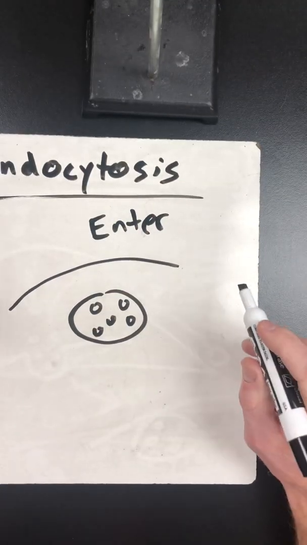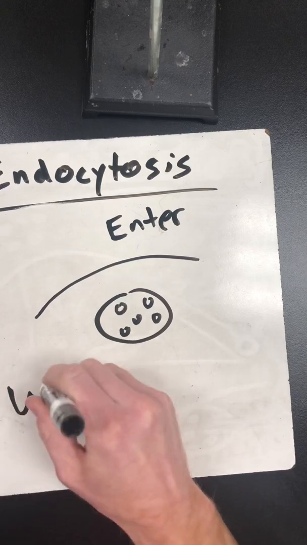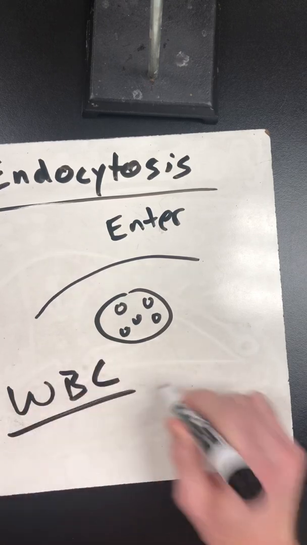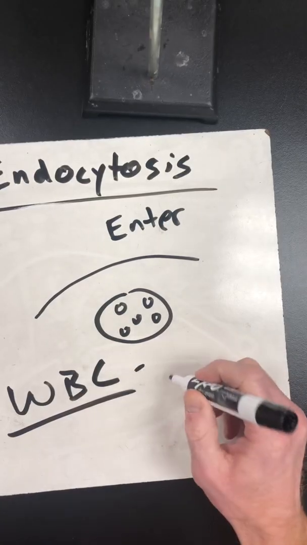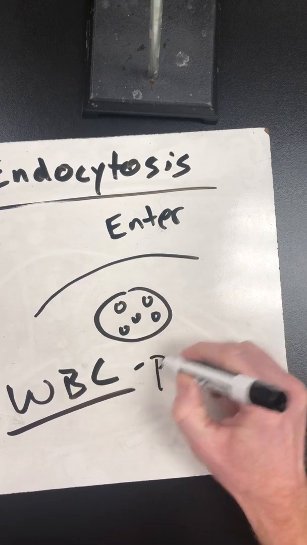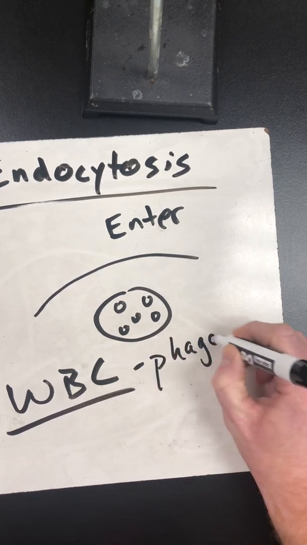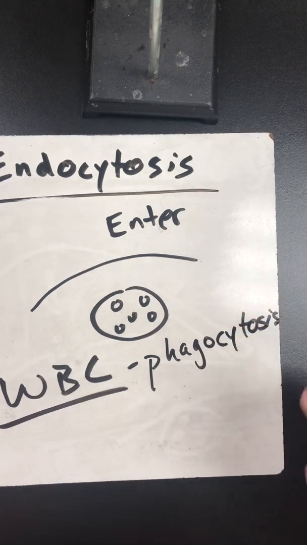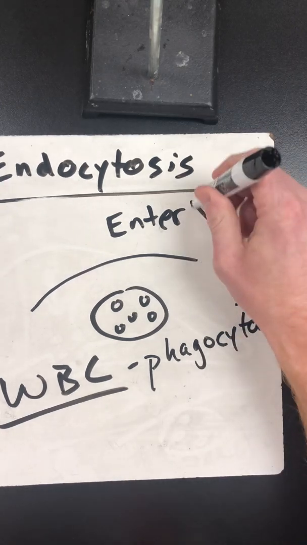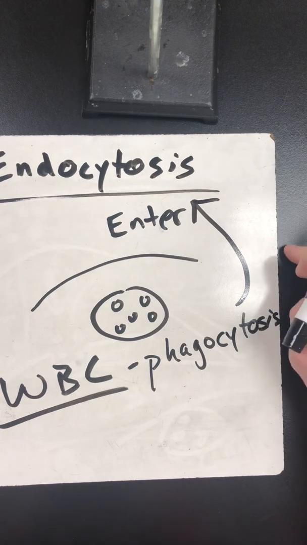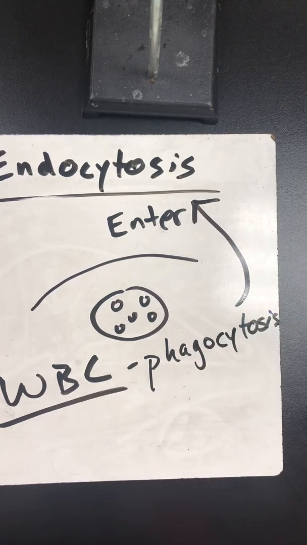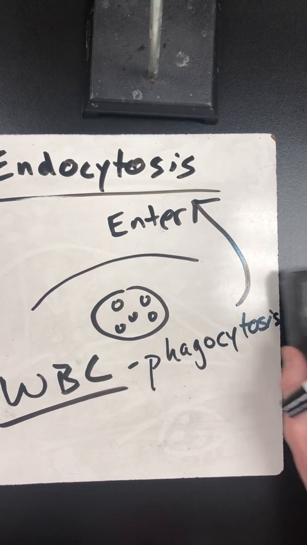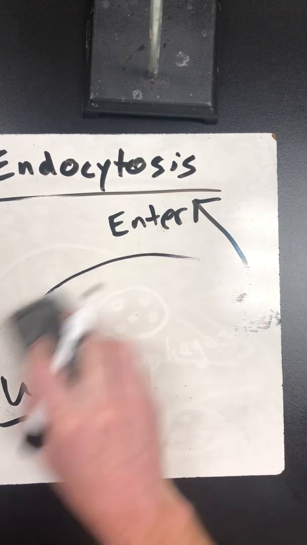Okay? Now, we have a cell in our body, white blood cells, WBCs, I always abbreviate them like that. Now, this process in our body specifically is called phagocytosis. Okay? And that is the same thing. Phagocytosis is the same thing as endocytosis, but the difference is white blood cells are gobbling up bacteria that might try to injure us or make us sick, okay? So that's endocytosis, entering the cell.